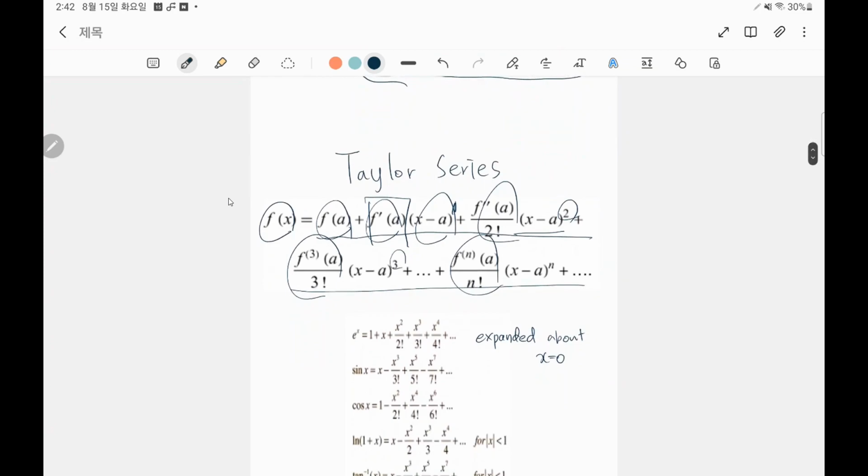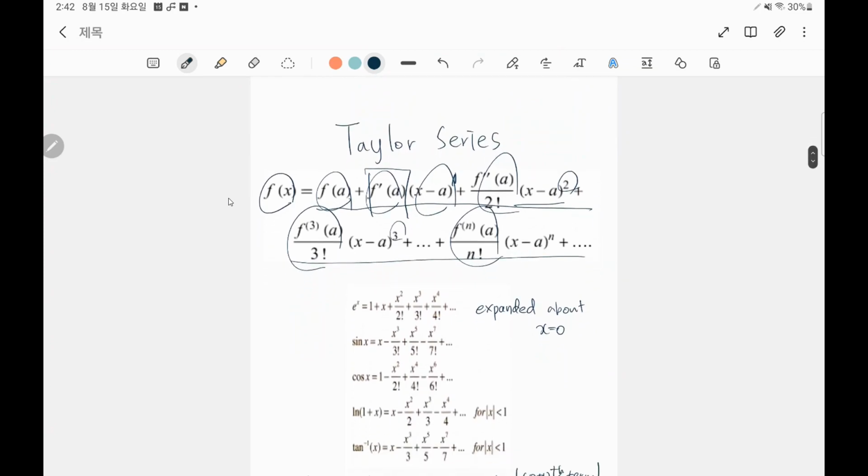In the last video, we actually derived e to the x, sine of x, cosine of x, and their Taylor series expanded about x equals 0. So we did that last video. We actually derived from scratch the Taylor series of these functions here.